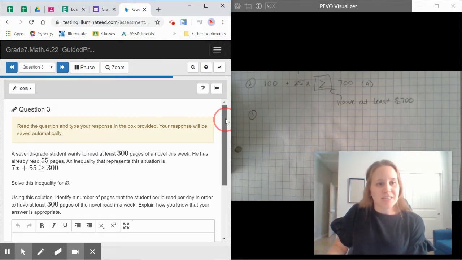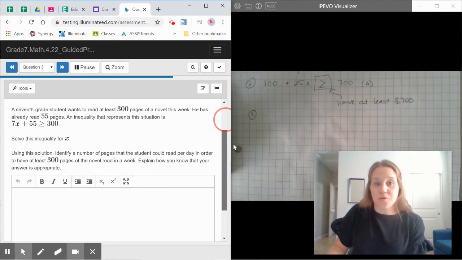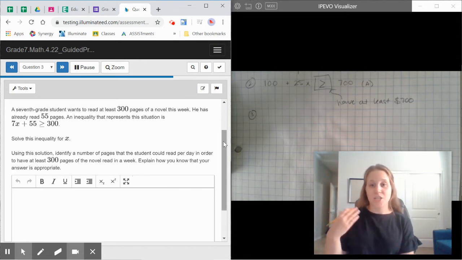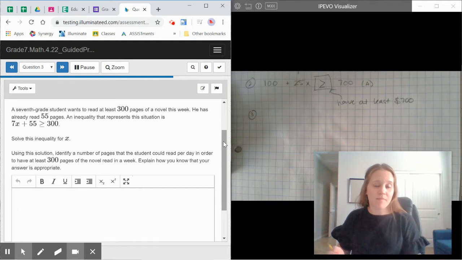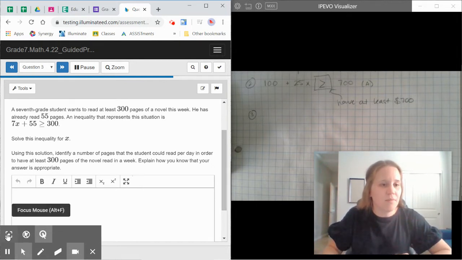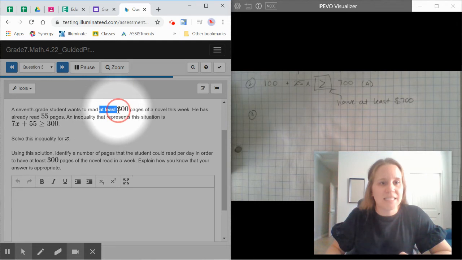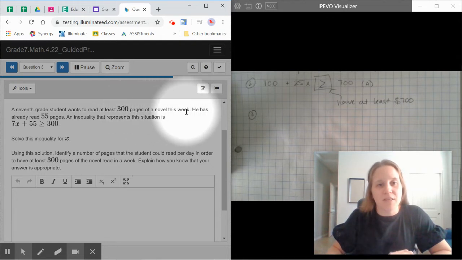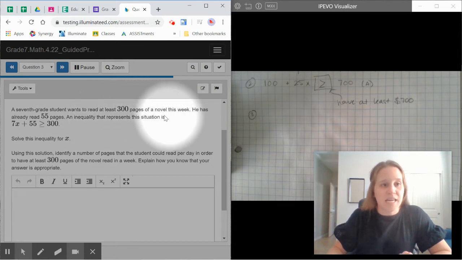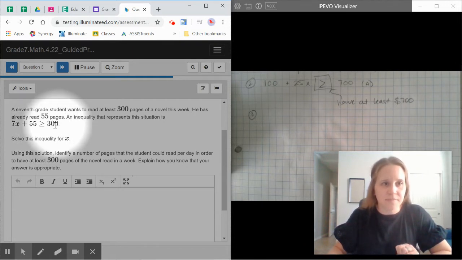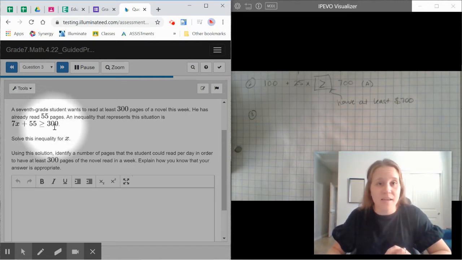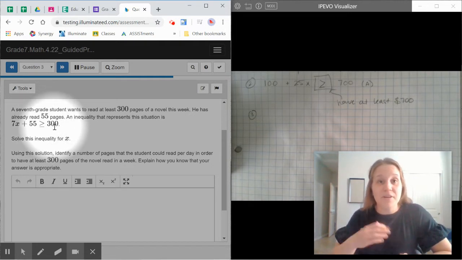All right. This question is not just read the story and pick the inequality. This question is asking us to do a few things, so I want to read it with you together. A 7th grade student wants to read at least 300 pages. That's a key phrase, at least 300 pages of a novel this week. He has already read 55 pages. An inequality that represents the situation is 7x plus 55 is greater than or equal to 300. Awesome. So I actually didn't even have to write an inequality, but I like to pause here and make sure I understand where everything came from.